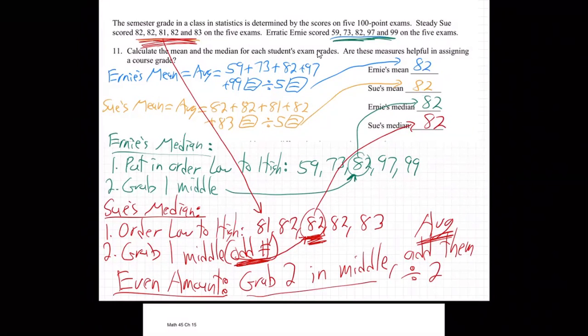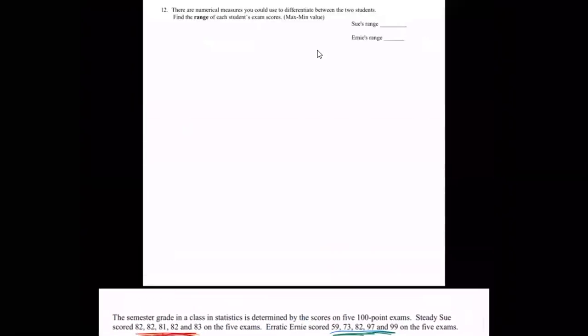That's right. So when you have an odd number of numbers, then there's only one number in the middle. See how 82 is the very middle? There's 2 on this side and 2 on that side. But if you have an even amount, you have 2 in the middle. Grab them, add them, and divide by 2. That's right. All right, let's go back.